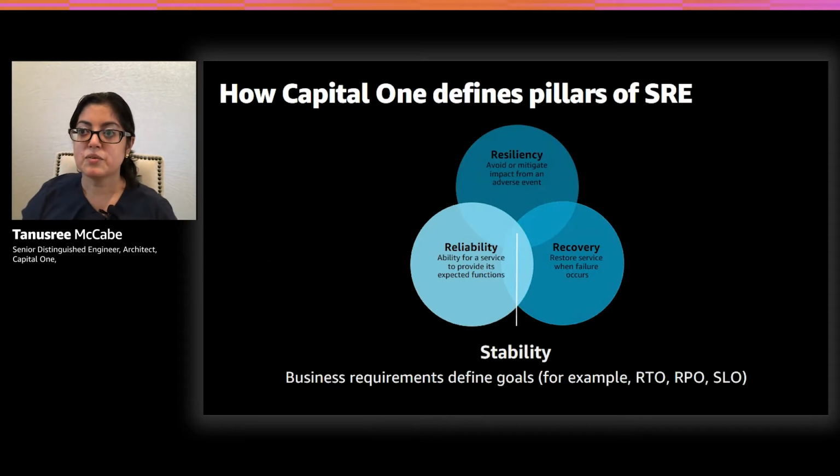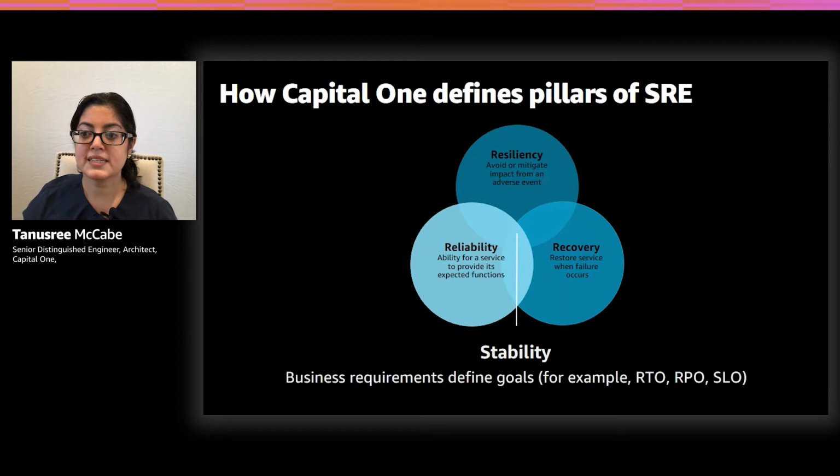As a result, in 2020, we also found ourselves looking at incorporating principles of SRE, or Site Reliability Engineering. That led us to create a framework which has three pillars: building on resiliency, which is still defined as the ability to avoid or mitigate impact from an adverse event, we've also added recovery and reliability. Each pillar is quite important, and we'll spend the bulk of our time today going through each one of these.